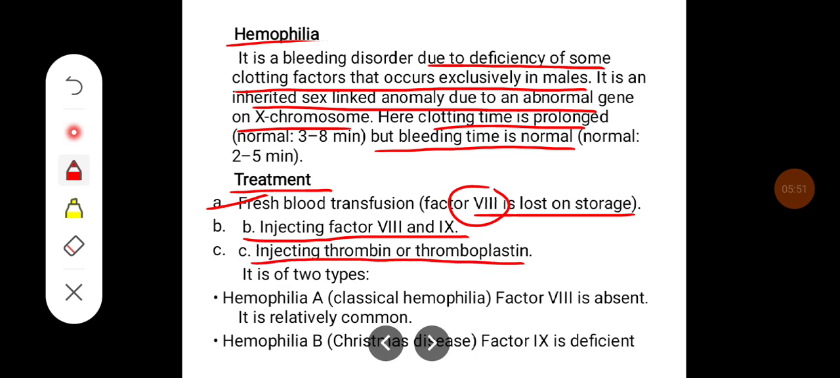Hemophilia can be of two types, hemophilia A or hemophilia B. Hemophilia A is also called classical hemophilia, where factor 8 is absent and it is relatively common. Whereas hemophilia B is also called Christmas disease, where factor 9 is deficient.